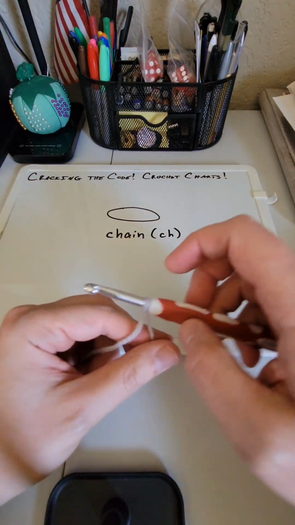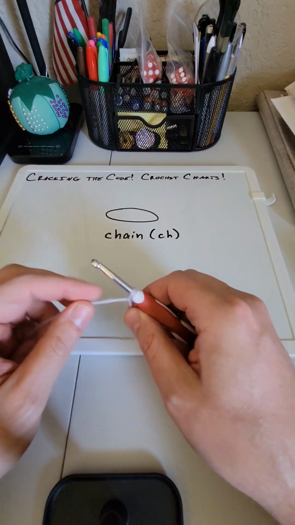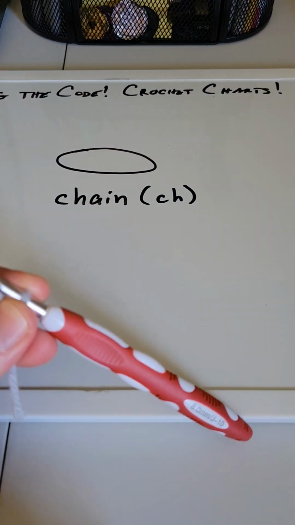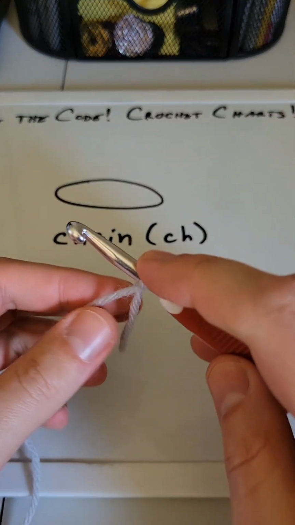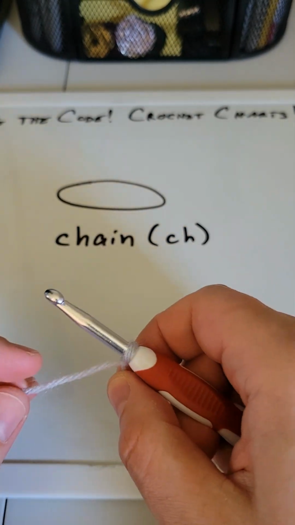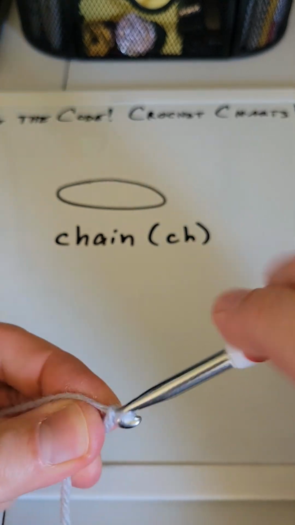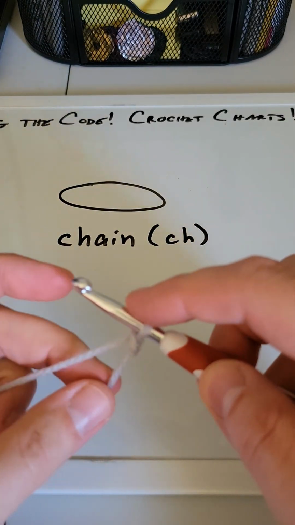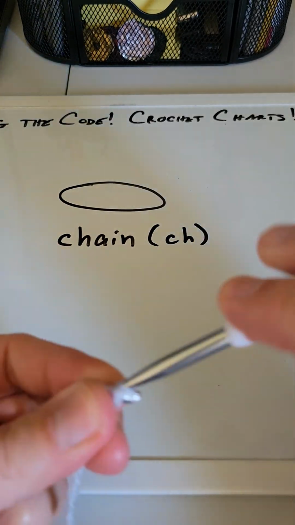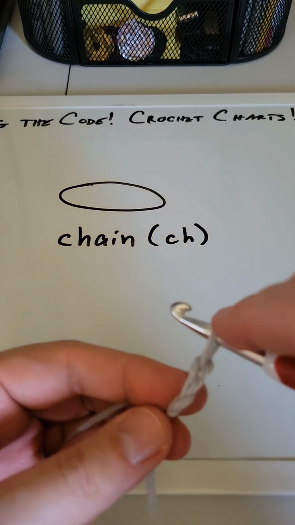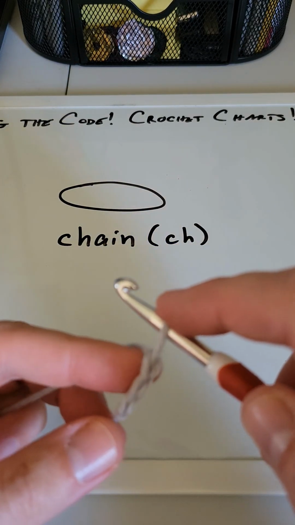Again, I already have my slip knot on here. So basically for a chain, all you're doing is yarning over and pulling. Let me zoom in a little bit so you can see this a little bit better. All right, there we go. So for the chain stitch, all you're doing is yarning over and pulling through. You just did a chain stitch. Again, yarn over, pull through the loop, and then you're completing chain stitches as you do this.